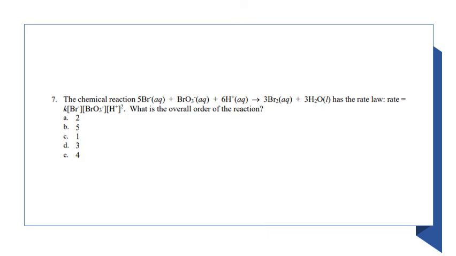Okay, next question. The chemical reaction 5Br⁻ + BrO3⁻ + 6H⁺ gives 2Br2 + 3H2O has the rate law: rate = k[Br⁻][BrO3⁻][H⁺]². What is the overall order of the reaction? To find the overall order, we will just add all the orders from the rate expression. So here 1, this is 1, this is 2. So 1 plus 1 plus 2 equals 4. So the answer is E.